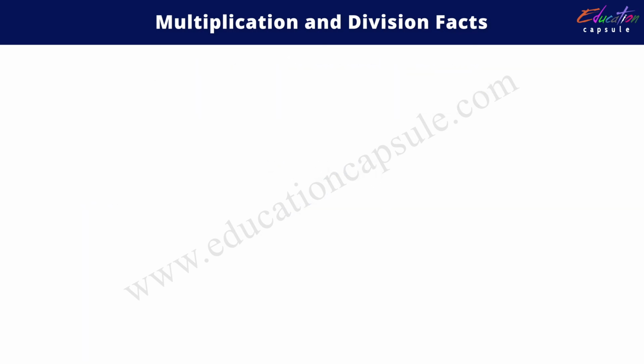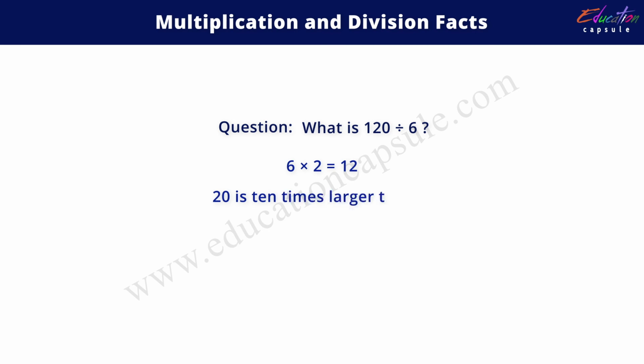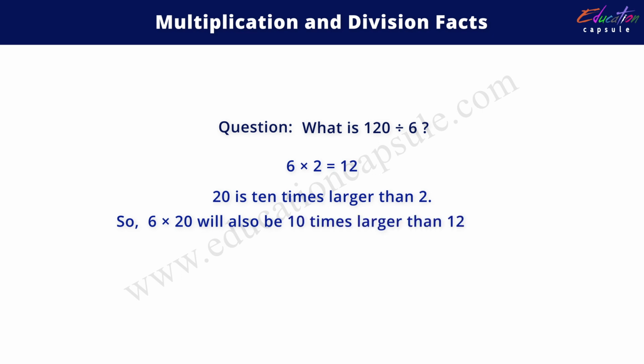Now let's try another question. What is 120 divided by 6? As we know that 6 times 2 is 12. 20 is 10 times larger than 2. So 6 times 20 will also be 10 times larger than 12, that is 120. So 6 times 20 is equal to 120, or 120 divided by 6 would give you 20, which is your answer.